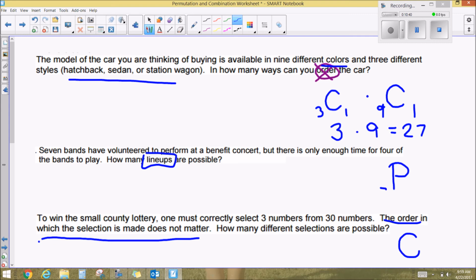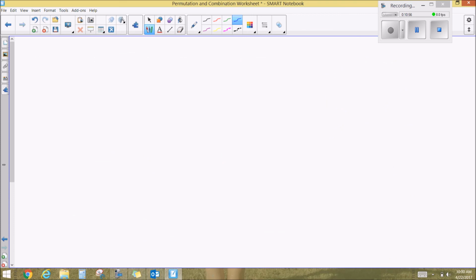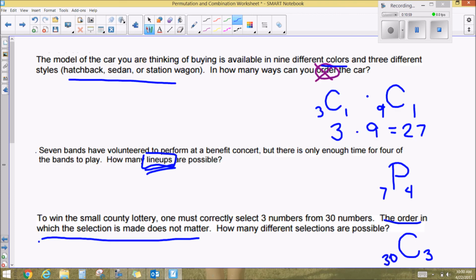On the next one, 7 bands, and there's time for 4 of them, and we're putting them in order. So 7 P4, and here we're selecting 3 numbers from our list of 30 where order doesn't matter. That looks like it was my last example. So give me a shout if you have more questions about this, if I need to say more about any of the examples that are on there.